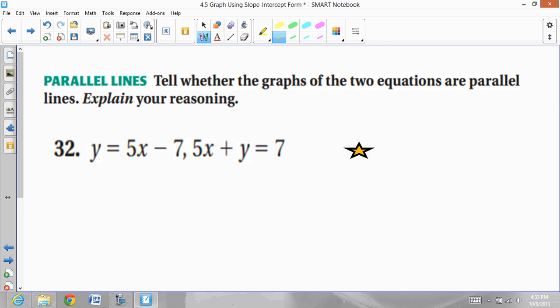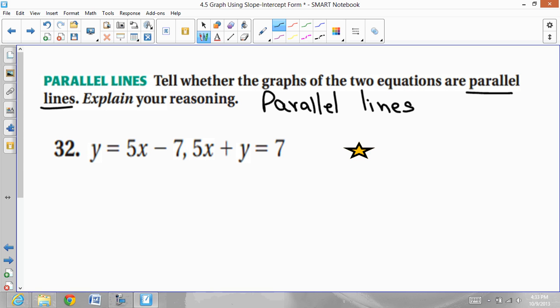Now let's focus on question number 32. They are asking you to tell whether the graphs of the two equations are parallel lines. You need to understand and you need to write something down. Go ahead and write: parallel lines have the same slope, which is perfect. So for example, if one line has a slope of 3, the second line which is parallel to it should also have the same slope of 3.